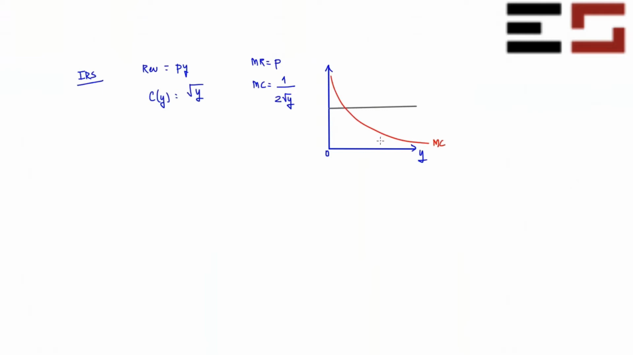Is that clear? Is that clear to everyone? So this is marginal revenue, which is P, and this is marginal cost. Now where do you think you should choose if you want to maximize your profit? Well, let's start from this point.